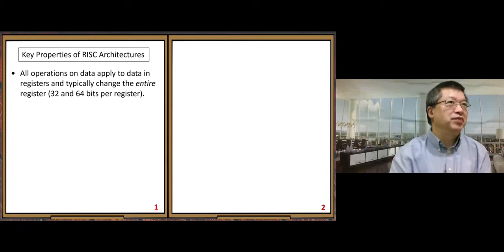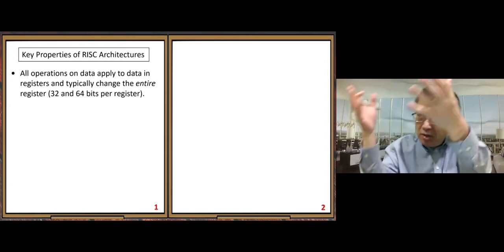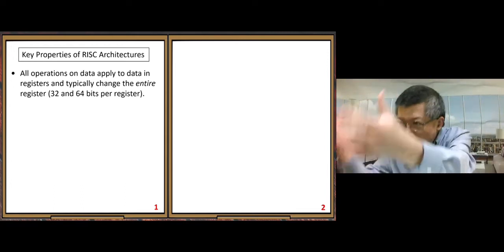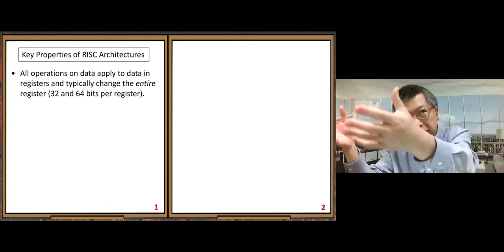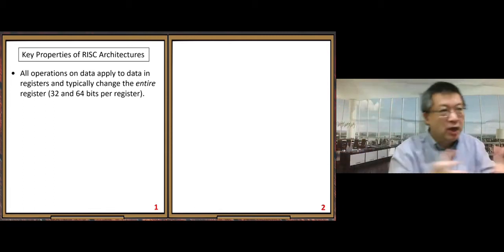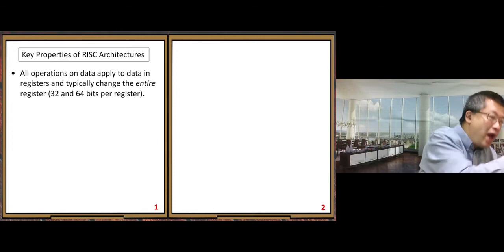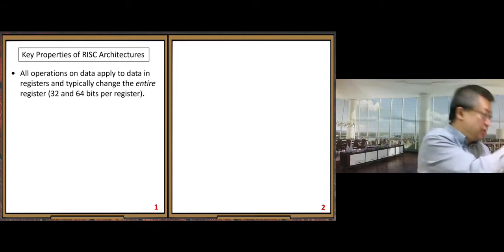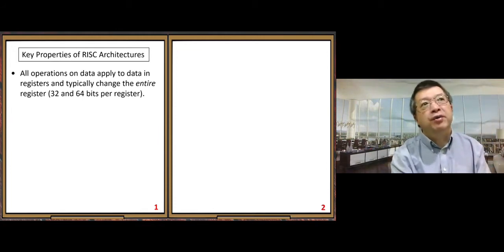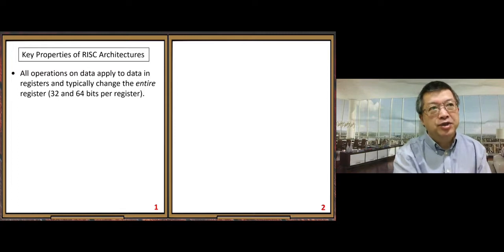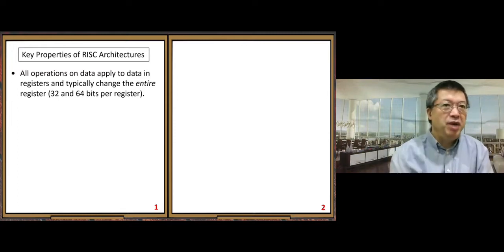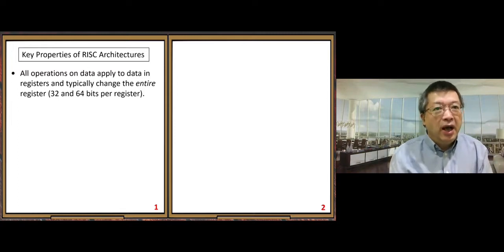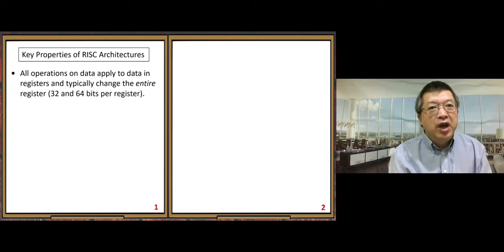That's the meaning. So that means if you have data in main memory, we need to load those data items into registers. Then we apply our operations on those data items in registers. That's the meaning. And typically change the entire register, 32 and 64 bits per register.